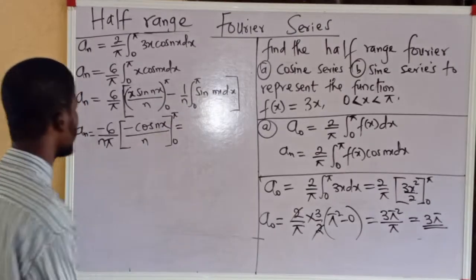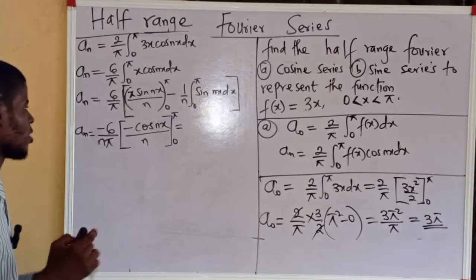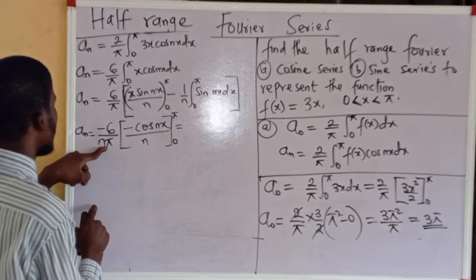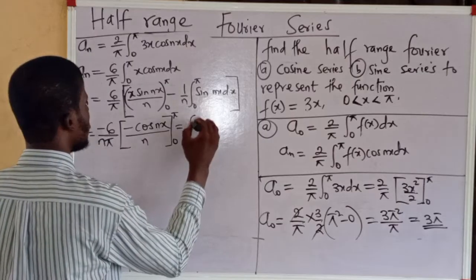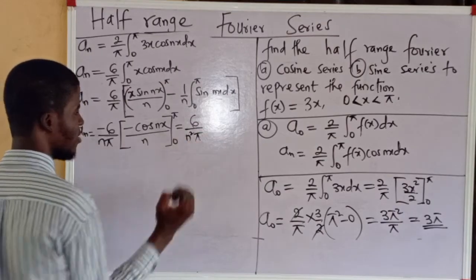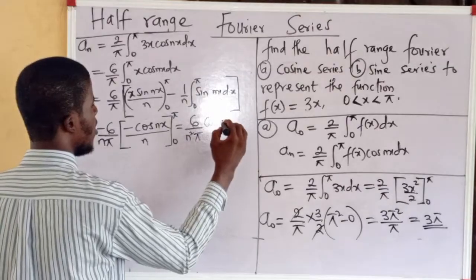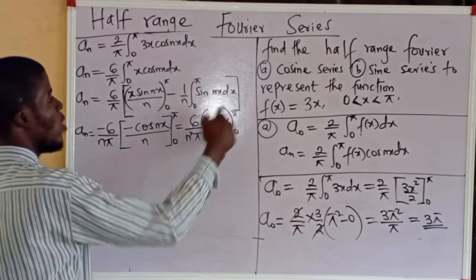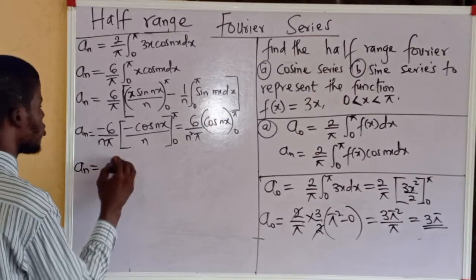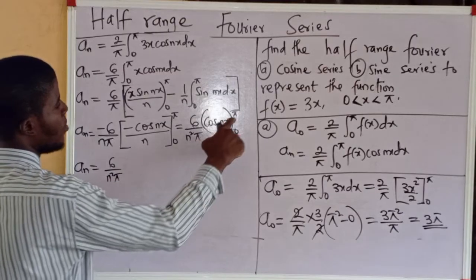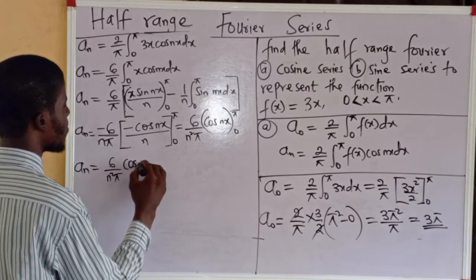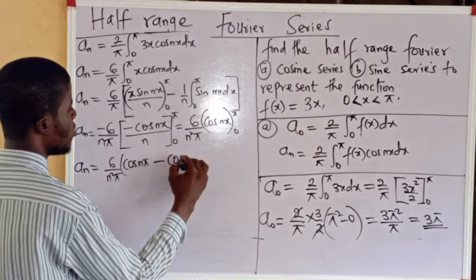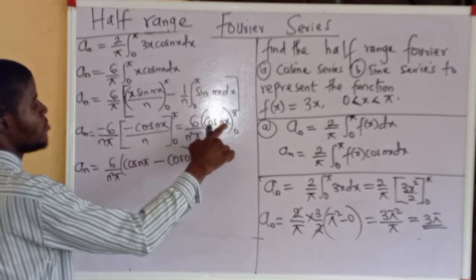So this is it now. Minus 6. Okay, check. Minus minus is a plus. n can come out to multiply n pi. So we'll be having this: 6 over n squared pi into cos nx from 0 to pi. So let's plug in the upper and lower limits now. a sub n will be equal to 6 over n squared pi. Plug in pi for x, we are going to obtain cos n pi, minus, plug in 0, cos 0, since n times 0 is 0.